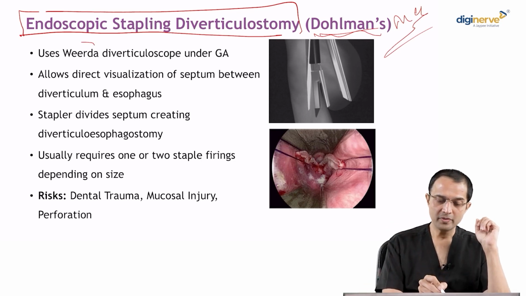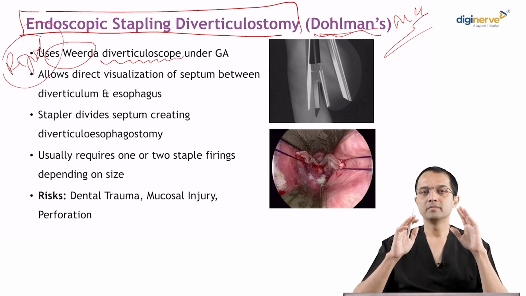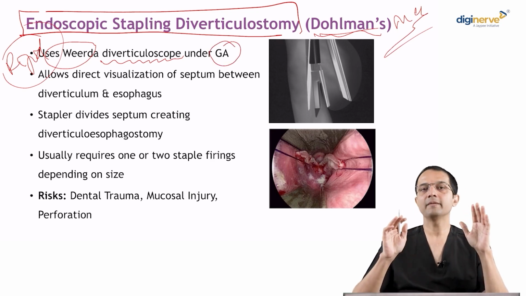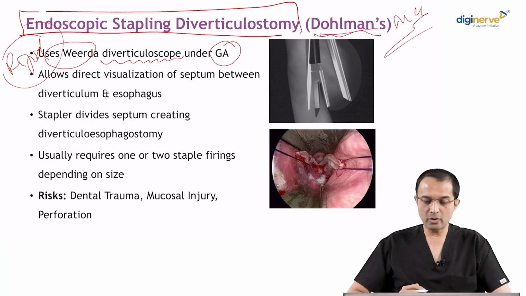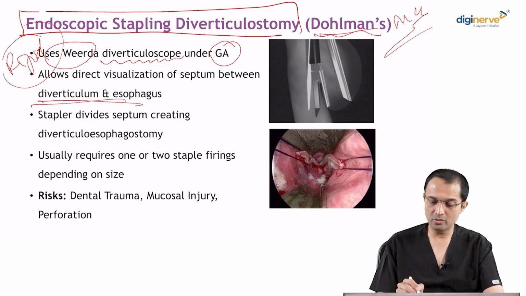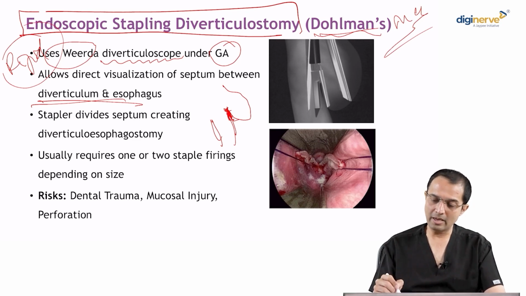Here you use a Weerda diverticuloscope, which is a rigid scope. It's done with a rigid scope, and the procedure is done under GA. It allows direct visualization of the septum between the diverticulum and the esophagus. So that's the esophagus and then the diverticulum. This is the septum which is in between the diverticulum and the esophagus. So here you will apply the stapler.